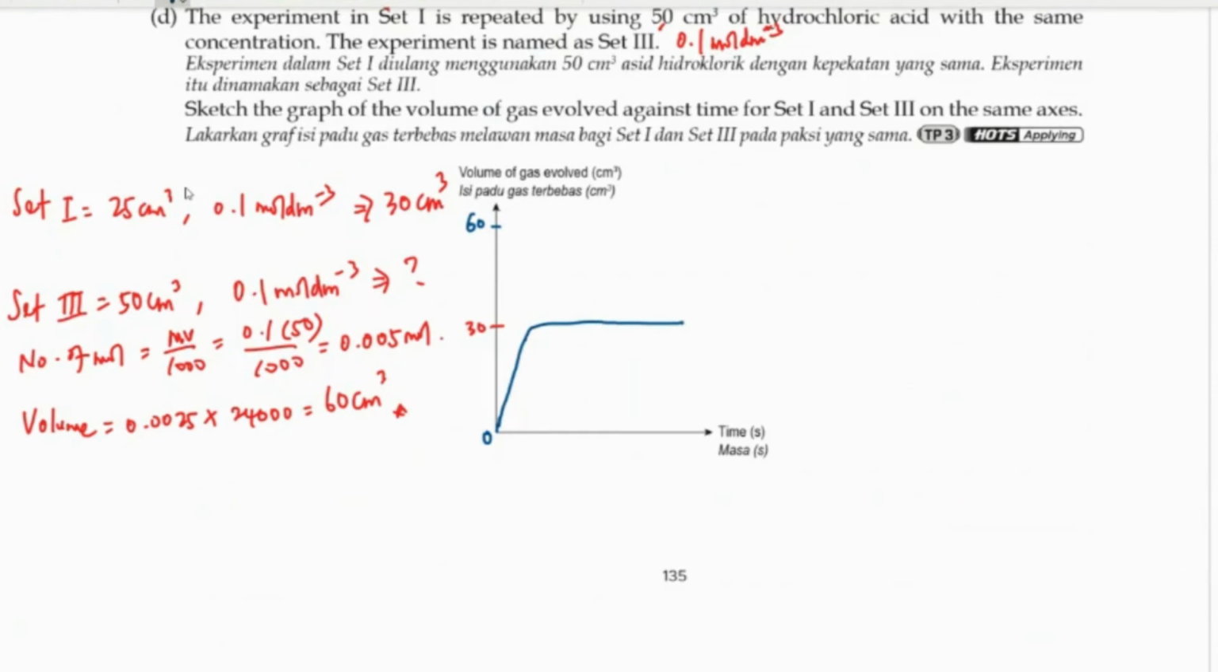Then set 3. Same concentration, same size, so the gradient will be the same, but it will produce double the volume. So this is set 3, but this is set 1. The gradient will be the same because the rate of reaction is the same for both experiments.